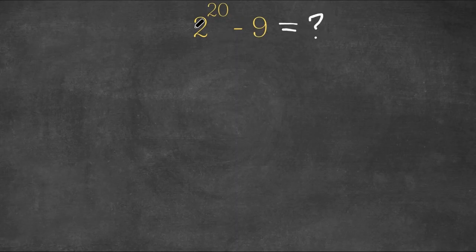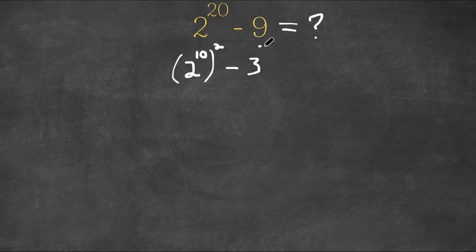So first off, we're going to change 2 to the power of 20 to 2 to the power of 10 to the power of 2. Remember, when we have something like this, we simply multiply these two exponents, right? So we're simply reversing that. And this is just to make it a little simpler. And we're going to change 9 to 3 squared.